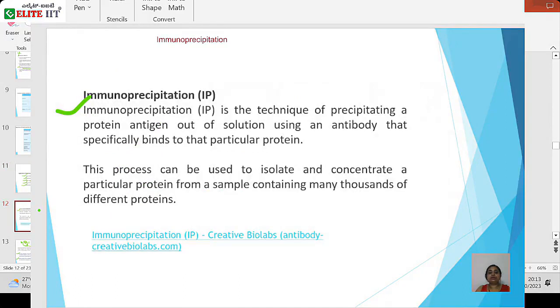So now, from a separate source, I am going to discuss the different methods of immunoprecipitation. Okay. From this source, the definition of immunoprecipitation is exactly the same. See, immunoprecipitation is the technique of precipitating a protein antigen out of solution using an antibody that specifically binds to that particular protein. Now, this process can be used to isolate and concentrate a particular protein from a sample containing many thousands of different proteins. Clear? So this is the actual immunoprecipitation technique.